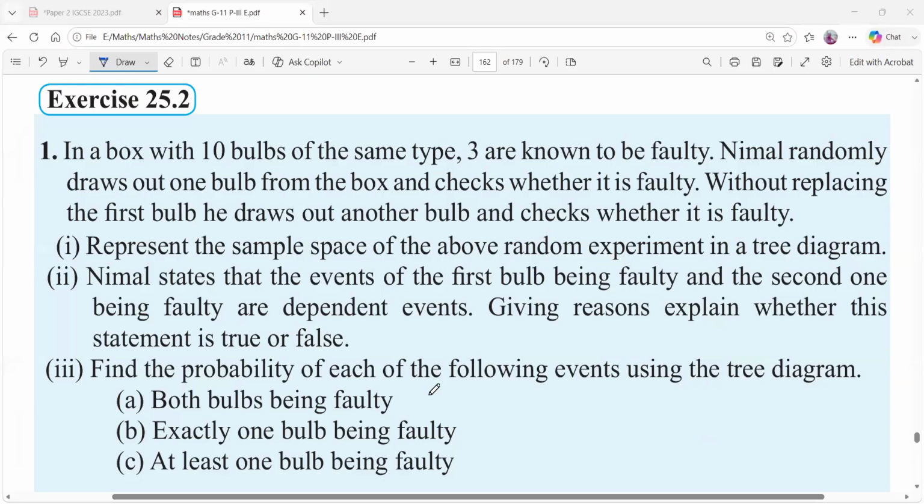They are having 10 bulbs, 3 known as faulty. A person randomly draws out a bulb from the box and checks whether it is faulty, without replacement. First bulb he draws out and another bulb checks whether it's faulty. Okay? There are 10 bulbs, 3 faulty, 7 are not faulty. 7 are good. Okay. Experiment in the tree diagram.